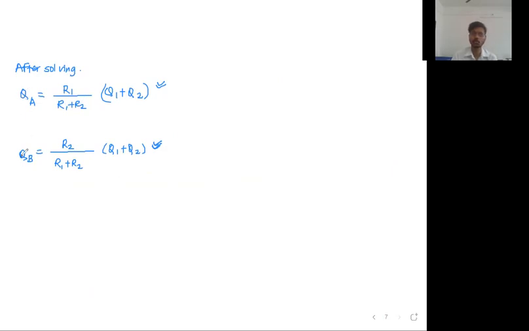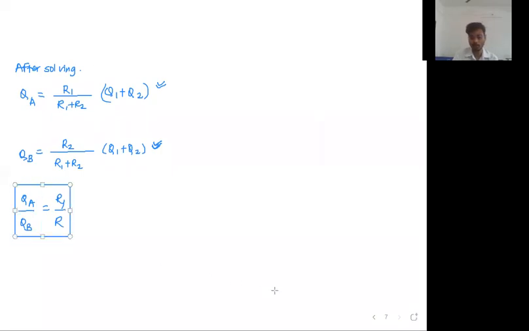Now you can have the ratio QA upon QB. Sometimes in the exam, you will be asked QA upon QB. So this upon this, everything will get cancelled. R1 upon R2 will remain as it is. This is called as result.